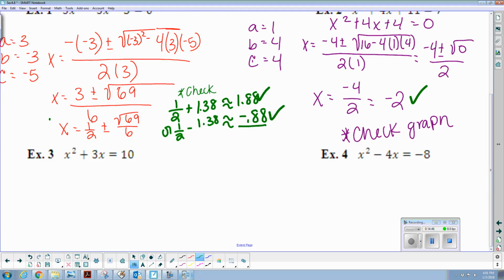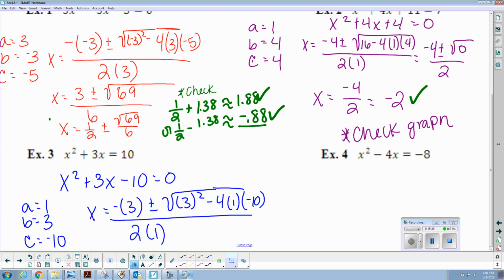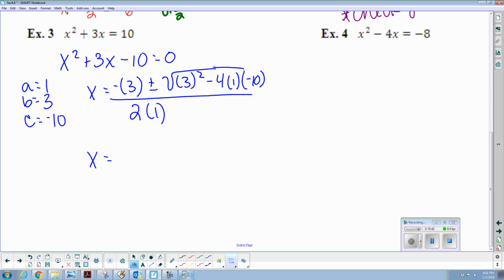All right, so I'm going to do this next one, but I'm going to skip the checking on the calculator part. We did a couple checking on your calculator, so we'll just solve it using the quadratic formula. So again, the first step is you want to put this into standard form. So we've got x squared plus 3x minus 10 equals 0. A is 1, B is 3, and C is negative 10. So we can plug that into our quadratic equation, where we have negative b plus or minus the square root of b squared minus 4 times a times c all over 2 times a. So then when we simplify this, we get x equals negative 3 plus or minus 9 minus 40.